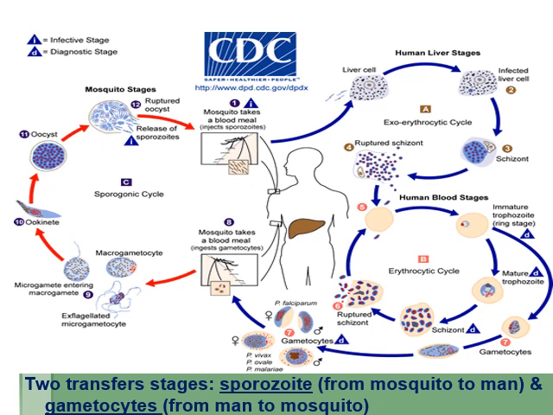For unknown reasons, some of the merozoites will develop to gametocytes. These gametocytes are infective to the mosquito.